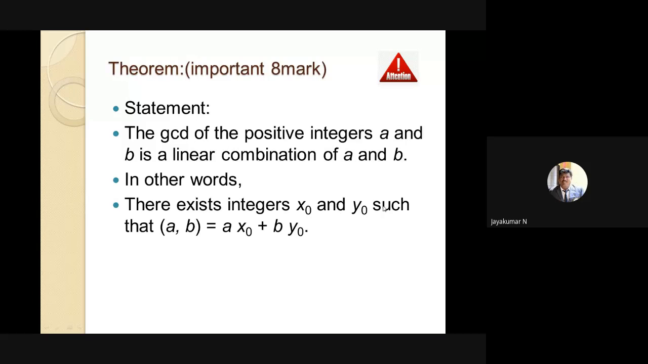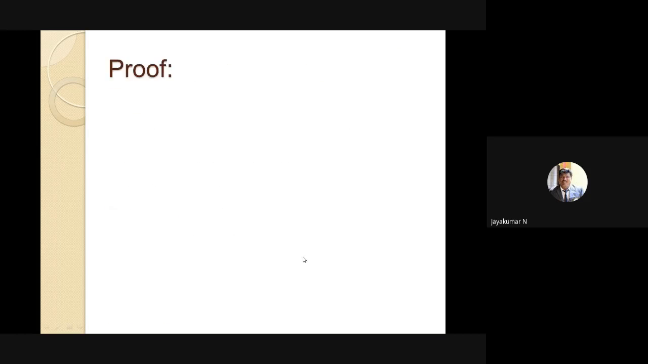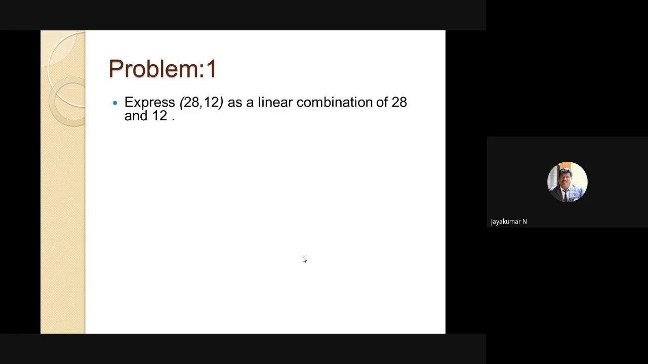There exist integers x naught and y naught such that (a, b) is equal to a x naught plus b y naught. So this is the GCD, and this is the linear combination of a and b. Both are equal. The GCD of two integers a and b is a linear combination of a and b. This is an important 8-mark problem. I will show only one problem, then I can finish the class.